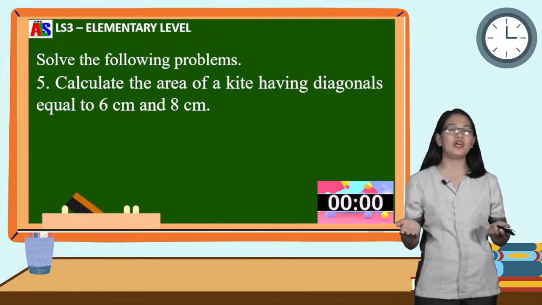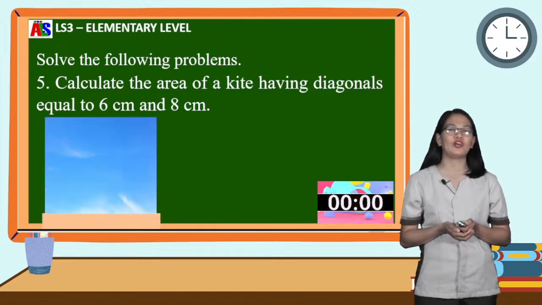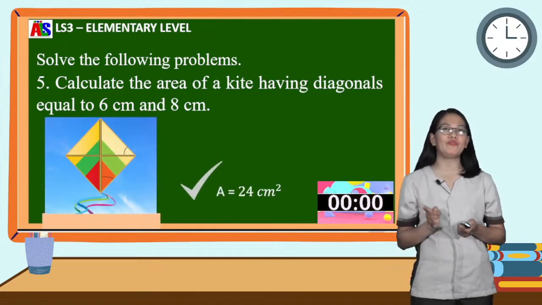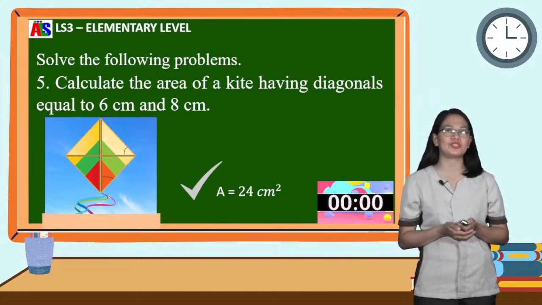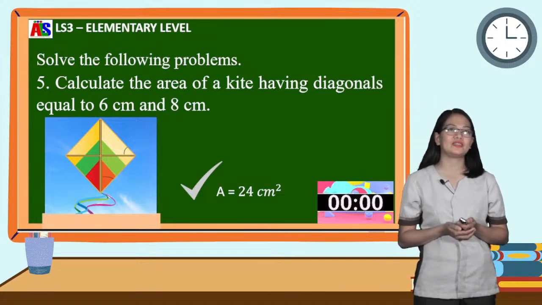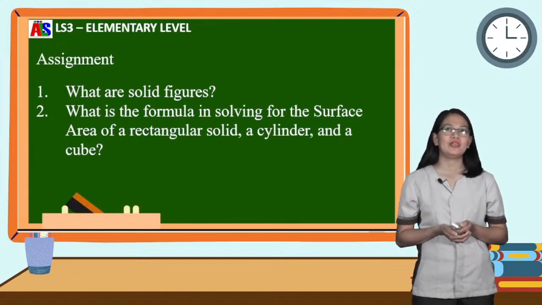Okay, so time's up. What is the shape of the kite? Of course, it is a rhombus. And the area is 24 square centimeters. Did you get the correct answers? That's great. Just in case you did not get all the 5 items, do not worry, just watch this video again. Now, your assignment.